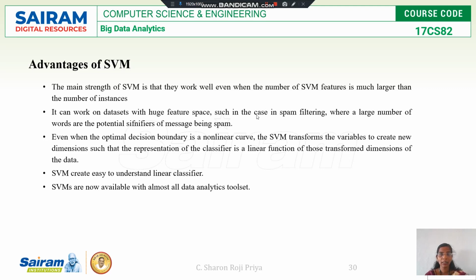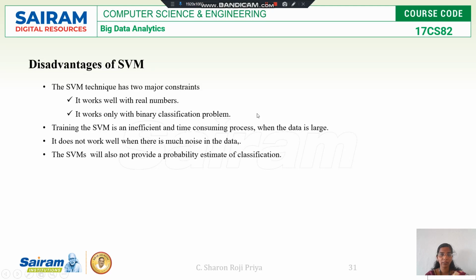And this SVM has a few disadvantages. It works with real numbers and it is a binary classifier. As I said, it can have only 2 classes. And if I want multiple classes, we should go for naive Bayes classification.